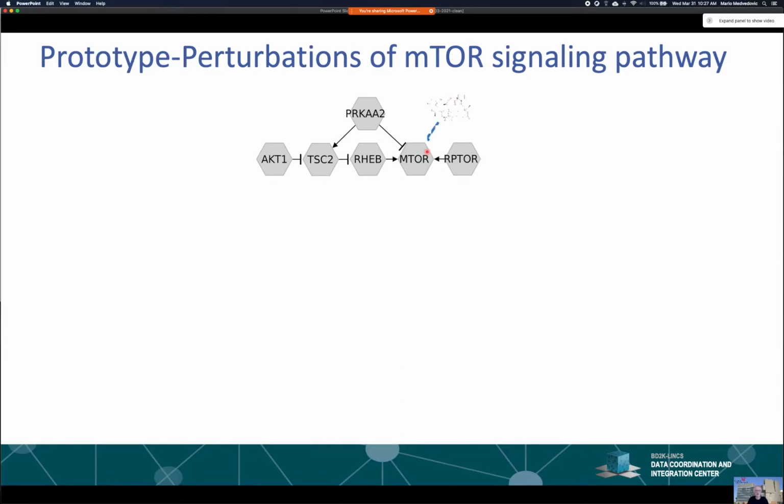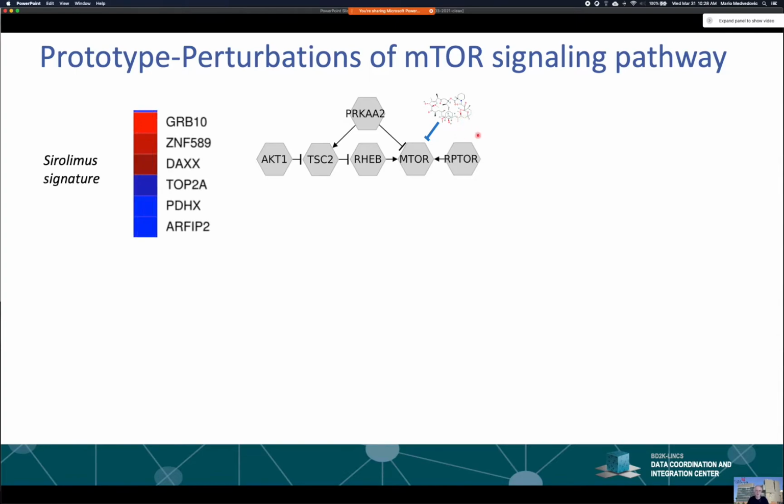gene expression data. So what happens when we treat a system with an mTOR inhibitor, which in this case is sirolimus, is that we can observe a transcriptional signature of this inhibition. But none of the genes that have changed, and here I'm showing just 6 of them to keep the discussion easy, are part of this core signaling cascade. There are many more that show up, but none of them are actually part of it. So there is no overlap.